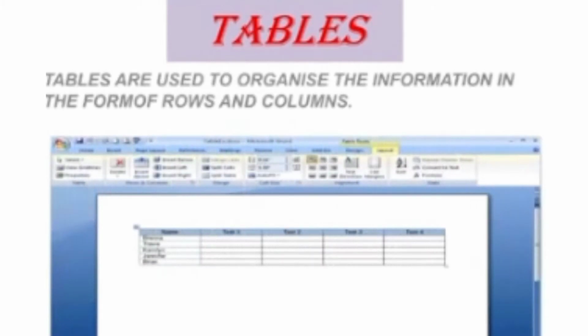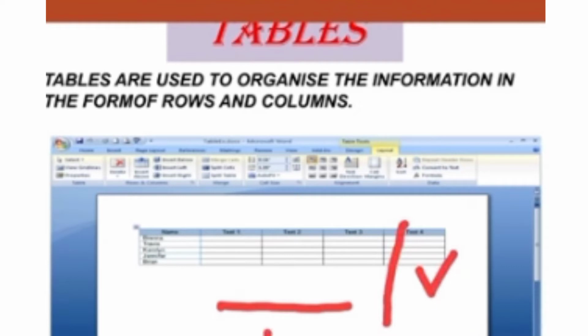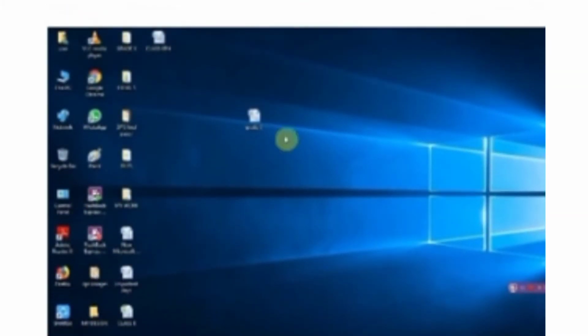Next is the table. In this chapter, we are going to learn the use of tables in Microsoft Word. So what is a table? Tables are used to organize information in the form of rows and columns. Now what are rows? Row is a horizontal line and column is a vertical line. Okay, don't get confused. Row is a horizontal line and column is a vertical line. Now we are going to create a table using the table button.